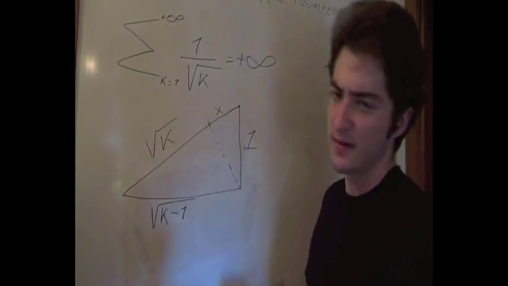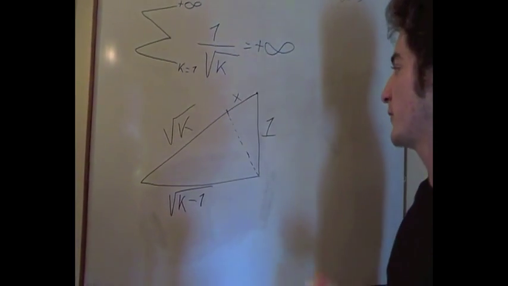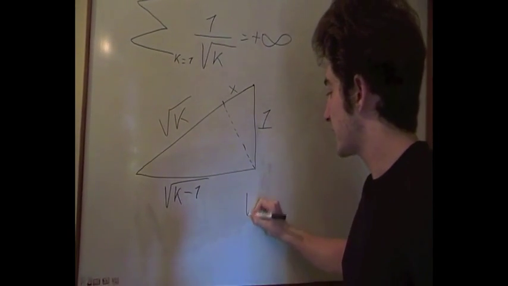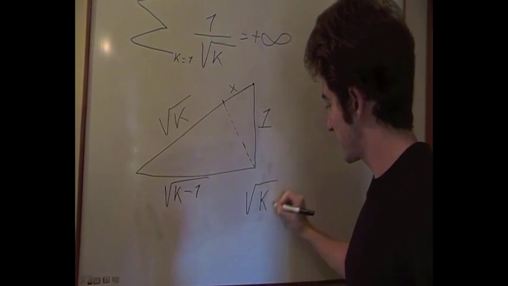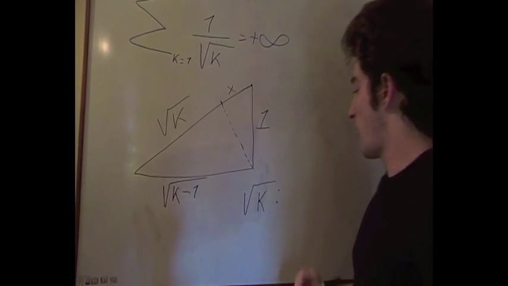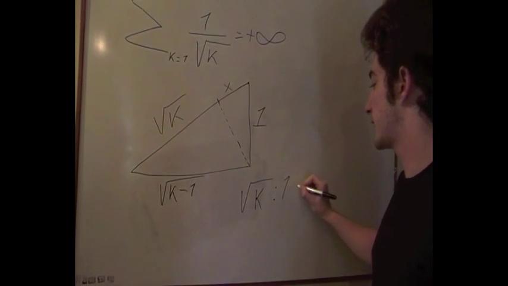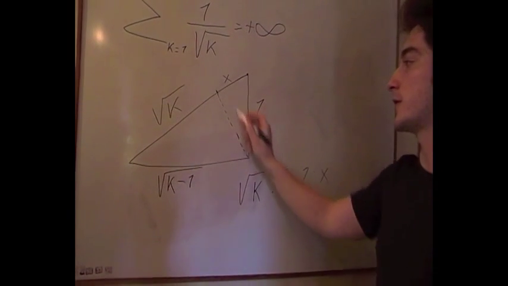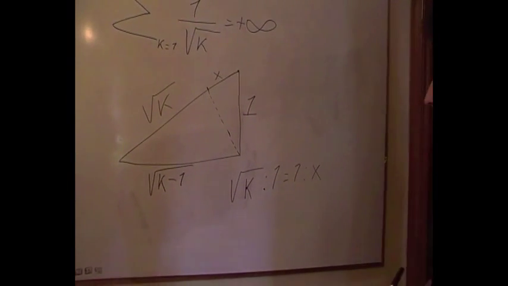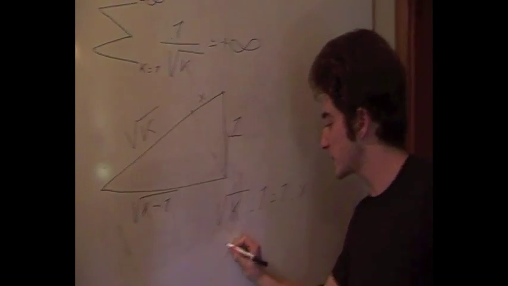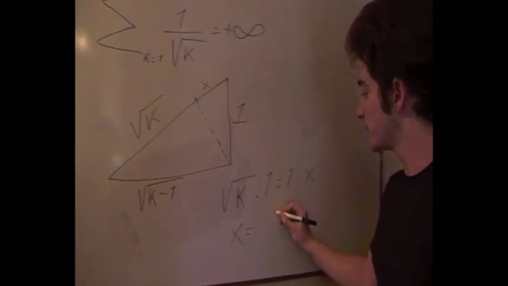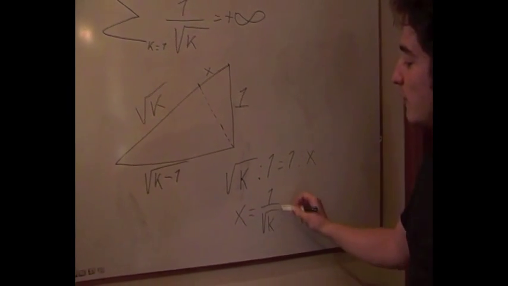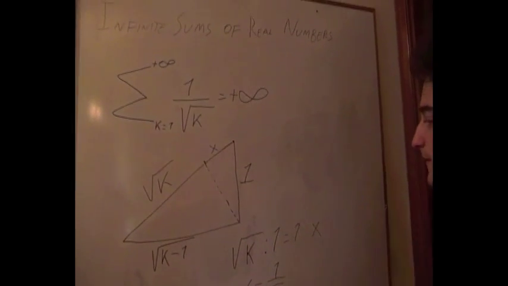Now, we draw here the altitude of the triangle, and we call this x. Now we want to find the value of x. How do we do so? Well, we apply the first theorem of Euclid, where the hypotenuse, root of k, over the cathetus is equal to the cathetus over its projection. Now, what do we see here? Well, we see that x will be equal to 1 over root of k. Now you see that this is the same 1 over root of k that we have here. Let's keep that in mind.